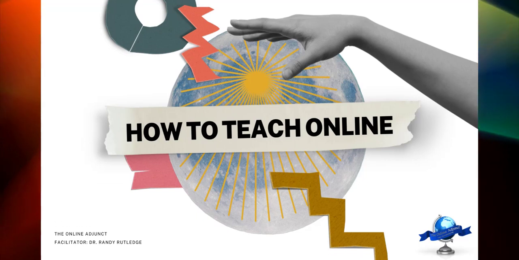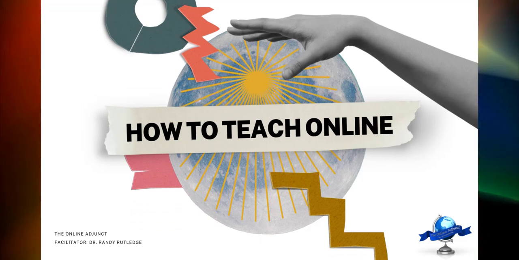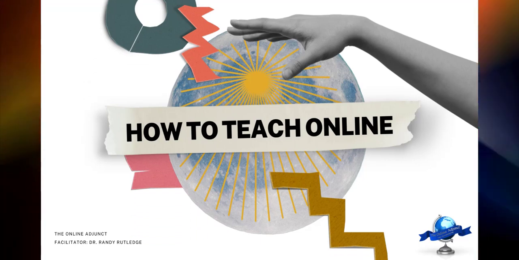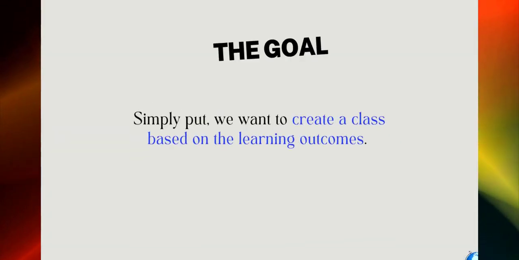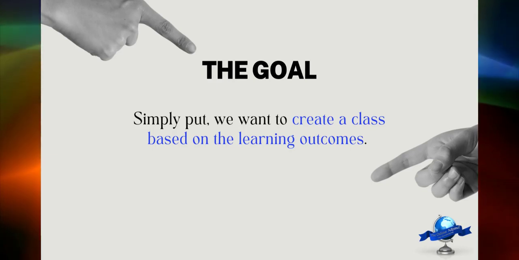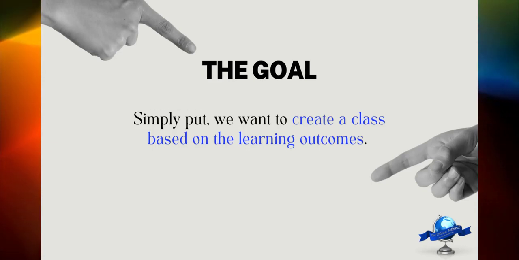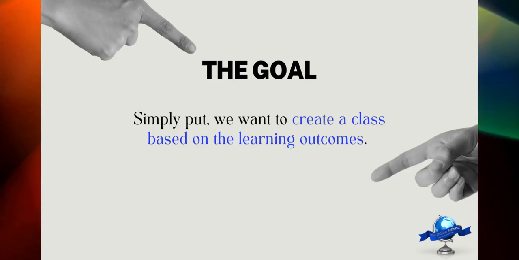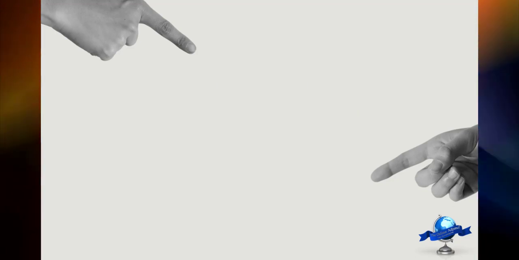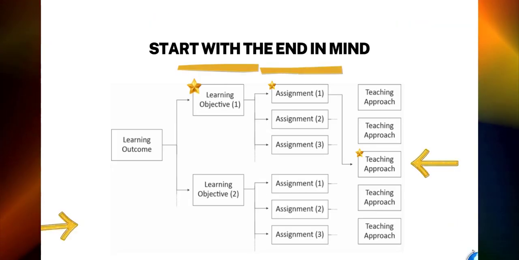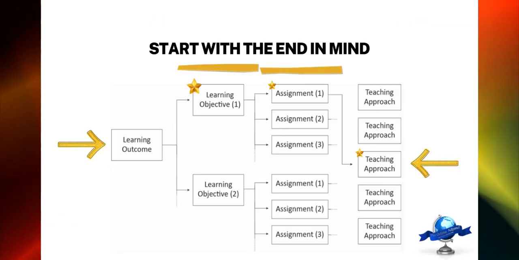Today we're going to learn about how to teach online. It's a very interesting concept, and once you learn, it'll be a skill that you'll have forever. Simply put, the first thing you want to do is create learning outcomes. Learning outcomes are what you use to measure if you're effectively teaching your course. So you start with the end in mind.